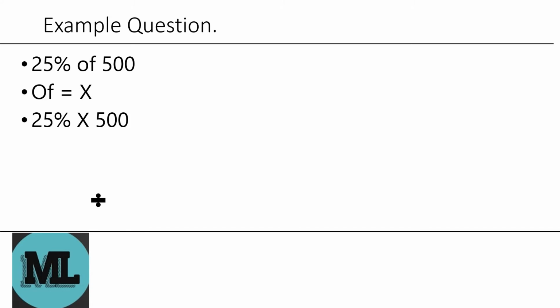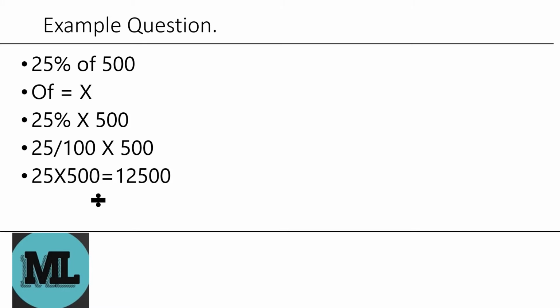So in order to get the answer for this question, we write 25 out of 100 times 500. To do this question, you need to do 25 times 500, which equals 12,500, and finally we do 12,500 divided by 100, which equals 125. You may be thinking how we got 125. If you're ever dividing by 10, 100, 1,000, and so on, the number of zeros in the right side digit, you cancel out from the left side digit.